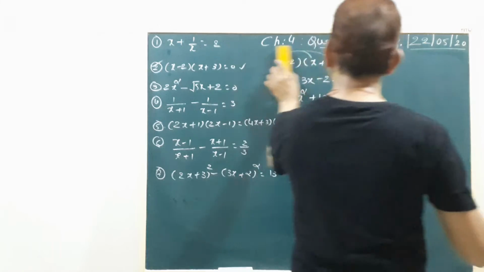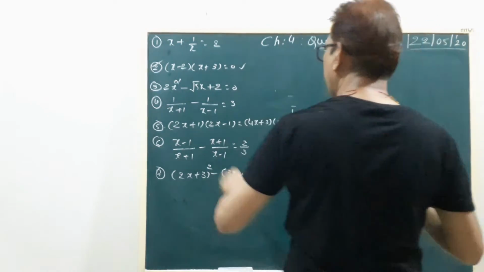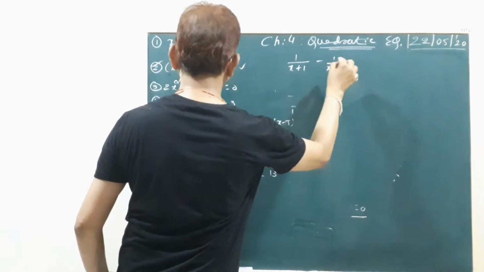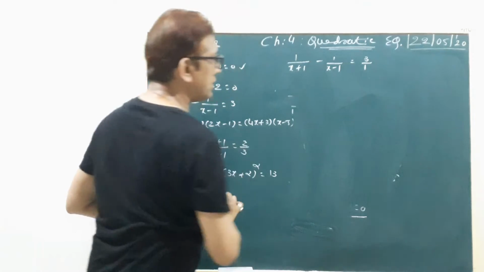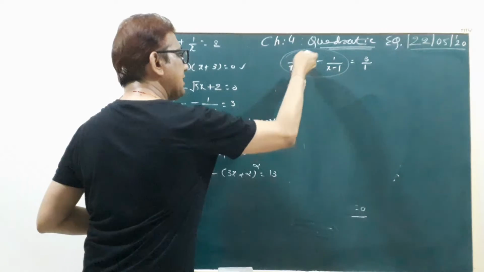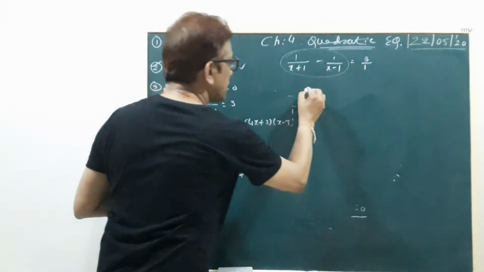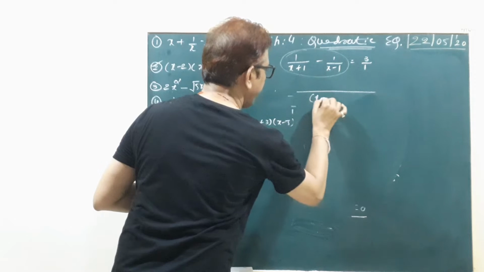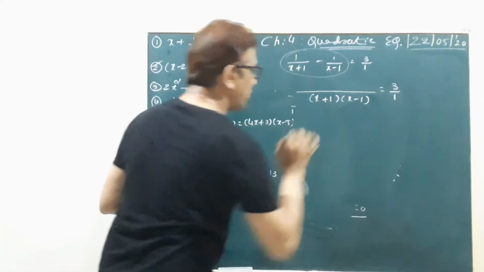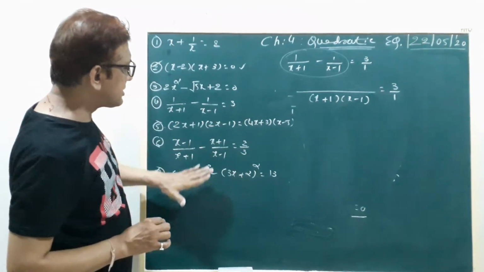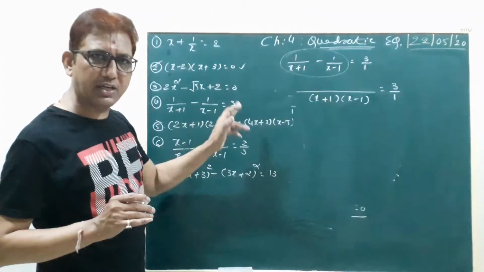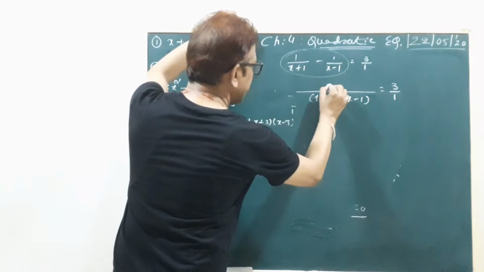Now the fourth question. Here 1 upon x plus 1 minus 1 upon x minus 1 equals 3 upon 1. First, on the left side, we take the cross multiplication. First we write the LCM: (x plus 1)(x minus 1), and on the right 3 upon 1. We only verify whether this sum is quadratic or not. Right? We start with the basics of the quadratic equation. Here the minus sign stays as it is.